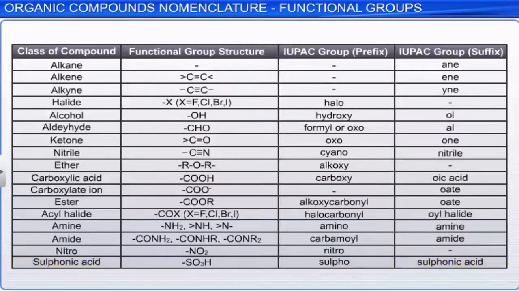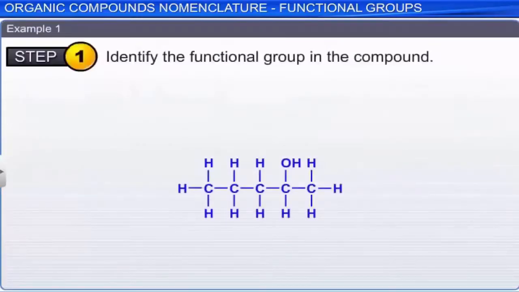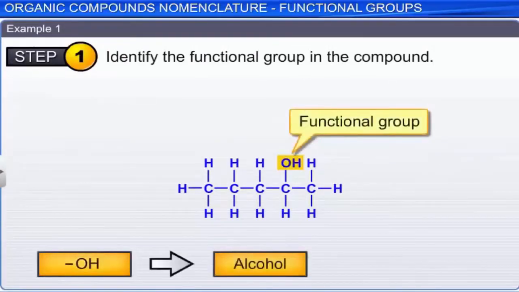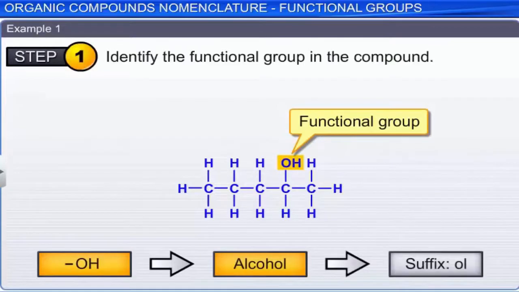Now let's see how we can use the prefix and suffix to assign names to compounds. Step 1. Identify the functional group in the compound. In this example, the functional group OH belongs to the class alcohol. As per the IUPAC system, the suffix for the alcohol group is OL.